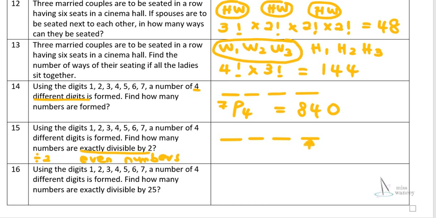So even number, I need to restrict the last digit. So the last digit can either be 2, 4 or 6. So that means I have 3 choices for the last one. So since we need to use different digits, 1, 2, 3, 4, 5, 6, 7, I started with 7, but one of them has already become the last digit. So that means I will be left with 6, 5, and 4. Therefore, it should be 6 times 5 times 4 times 3, which is simply equal to 360.